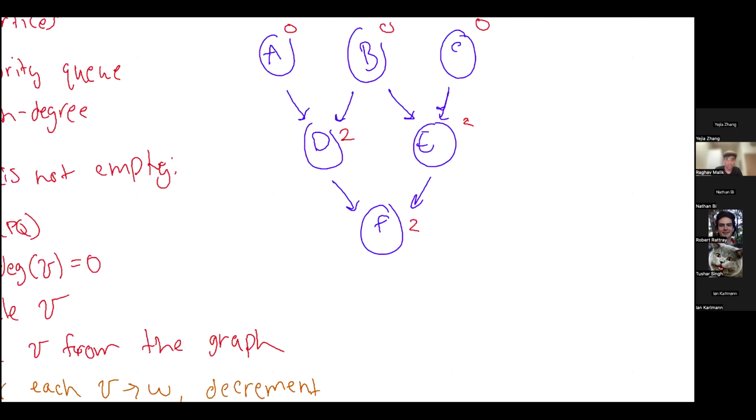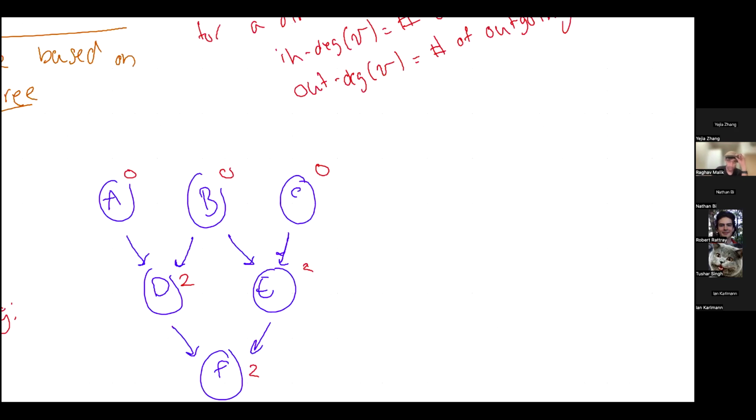So what's going to happen here is we dequeue the A, which sets the degree of D to 1. We dequeue a B, which sets the degree of D to 0 and the degree of E to 1, right? We can dequeue the C, which sets the degree of E to 0. Now we've got D and E available. So we dequeue the D, which sets the degree of F to 1. We dequeue the E, which sets the degree of F to 0. And then we dequeue F.